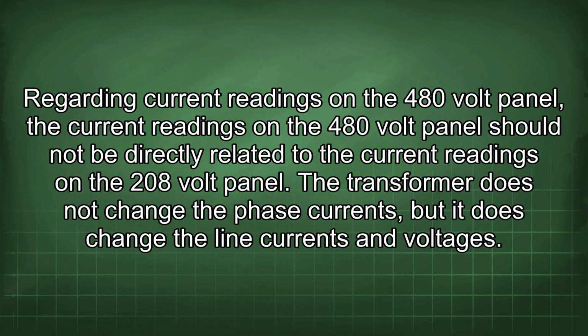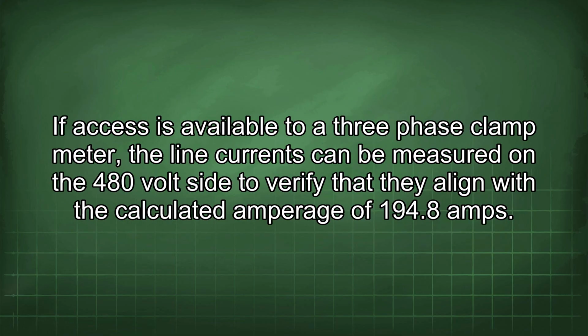Regarding current readings on the 480 volt panel, the current readings on the 480 volt panel should not be directly related to the current readings on the 208 volt panel. The transformer does not change the phase currents, but it does change the line currents and voltages. If access is available to a three-phase clamp meter, the line currents can be measured on the 480 volt side to verify that they align with a calculated amperage of 194.8 amps.